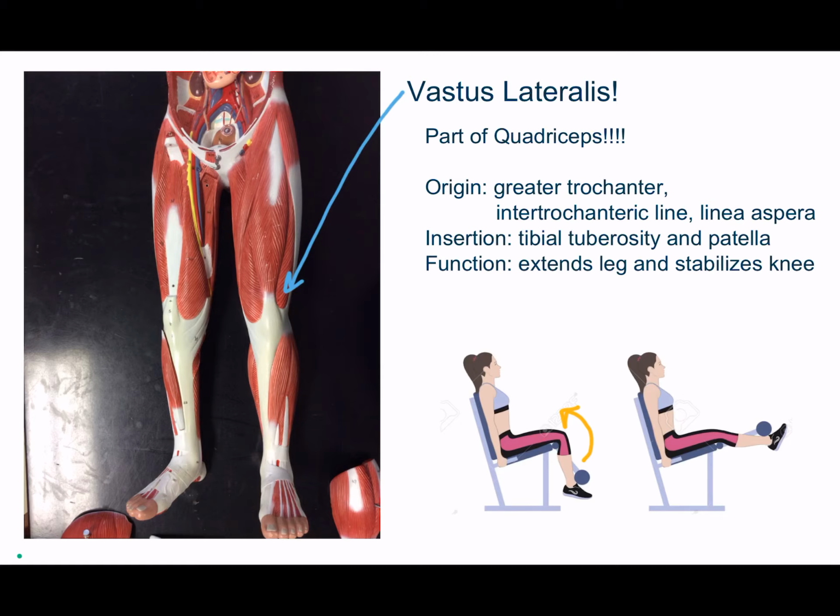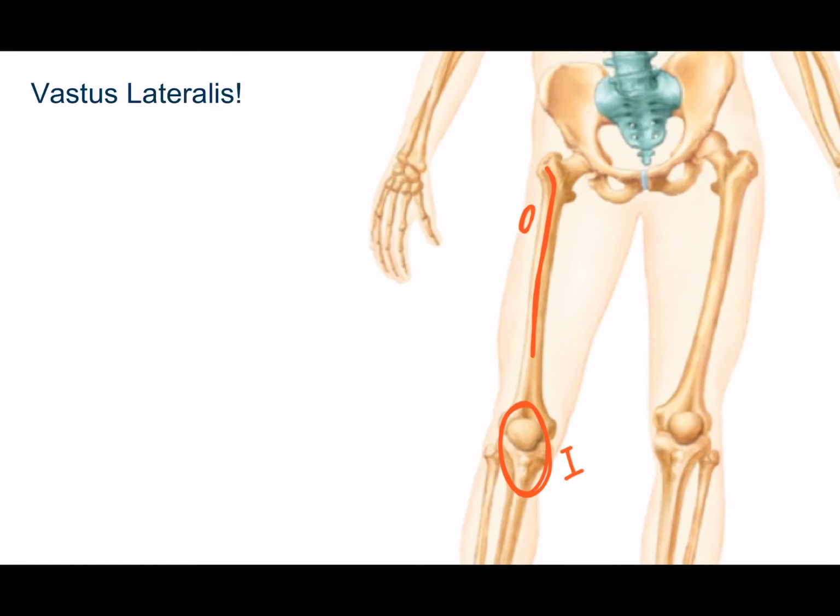So you see the leg extension and stabilizing knee. You can't get a good picture of it, but you kind of understand that if it comes around and inserts on the tibia, it's definitely going to go down around the side of the knee.